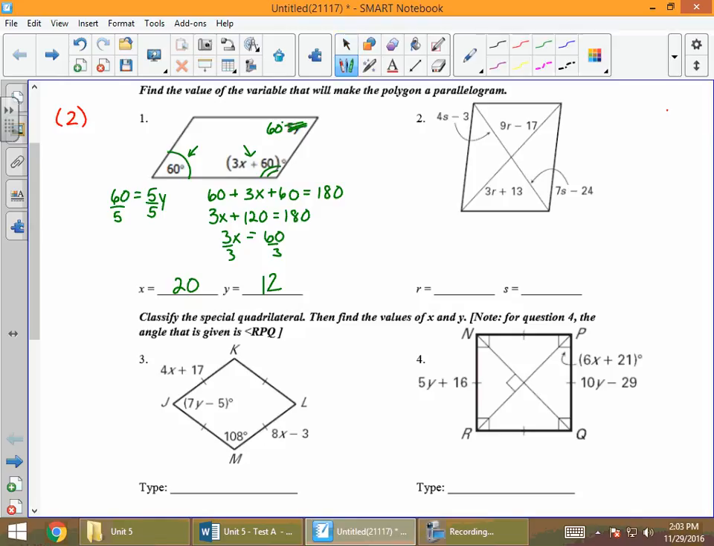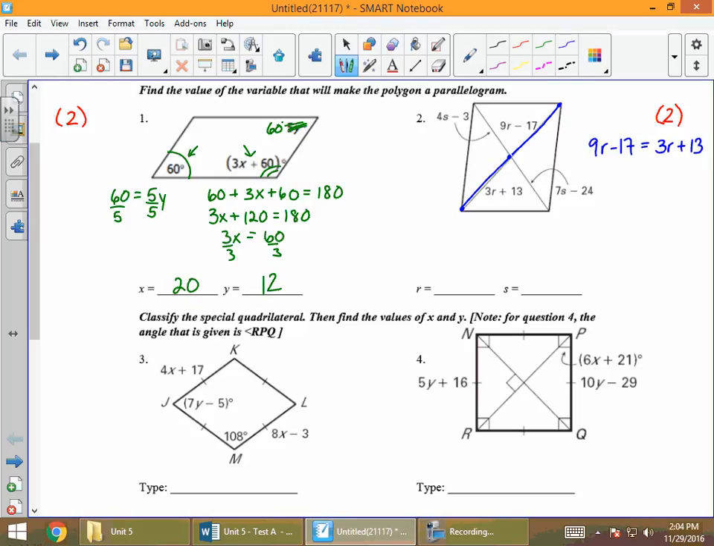Question number 2, this is also worth 2 points. And if this thing is going to be a parallelogram, one thing you need to know about parallelograms is that their diagonals bisect each other. The diagonals bisect each other. So I'll do my left to right diagonal. Those two pieces have to be the same. So as I take a look at this, 9r minus 17 has to equal 3r plus 13. They have to be the same.